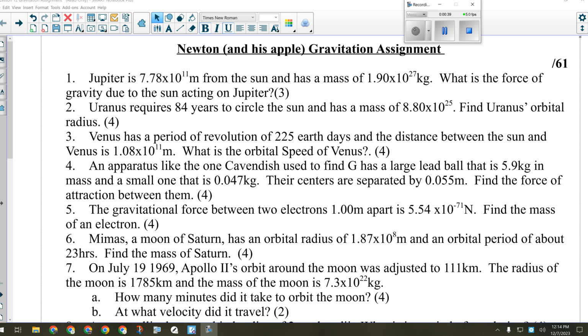Okay. We know that Uranus requires 84 years to circle the sun. It has a mass of 8.80 times 10 to the 25, and that should say kilograms. Okay, we want Uranus's orbital radius for that one. So a bit of algebra to do on that one. Also remember what units we need orbital period to be in.